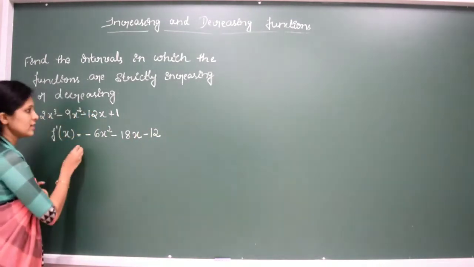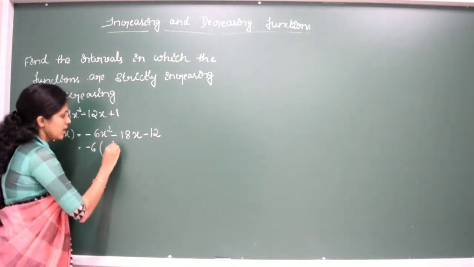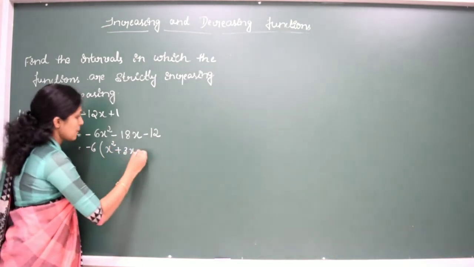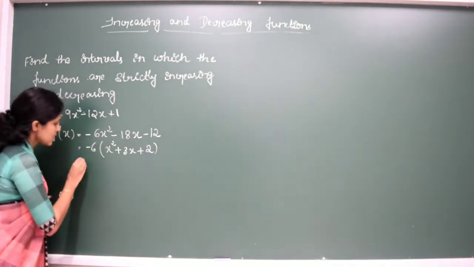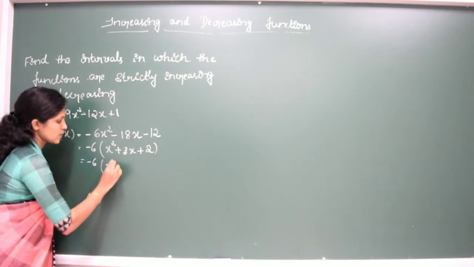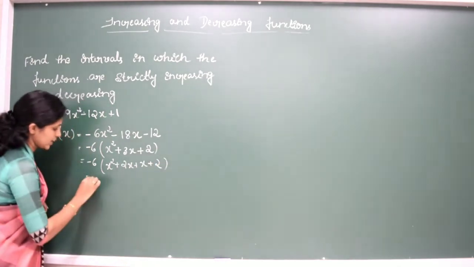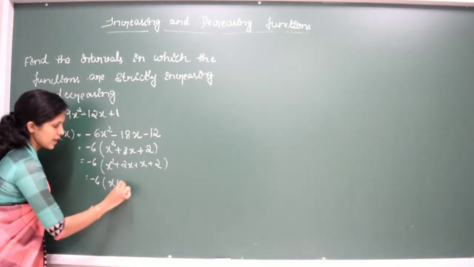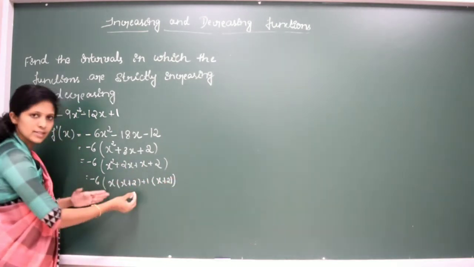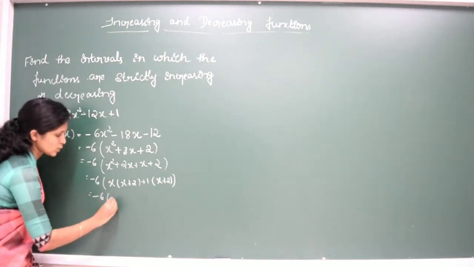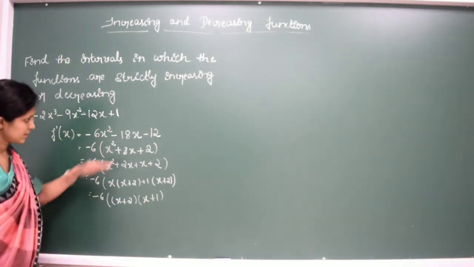So what can we take common here? We can take minus 6 common. If I take minus 6 common, I am left with x square plus 3x plus 2. Now we'll split this to find the values of x. We can split it as x square plus 2x plus x plus 2, so minus 6 into x plus 2 into x plus 1. Directly you can write minus 6 into x plus 2 into x plus 1. So first we differentiated, then we simplified.